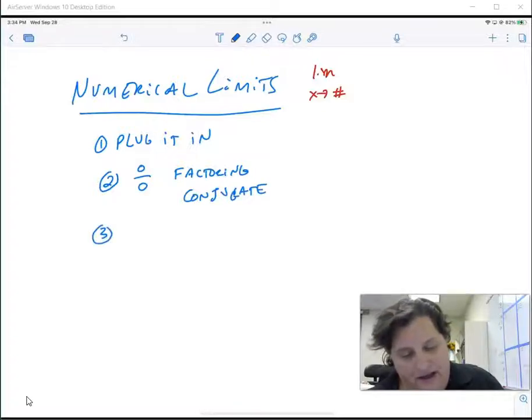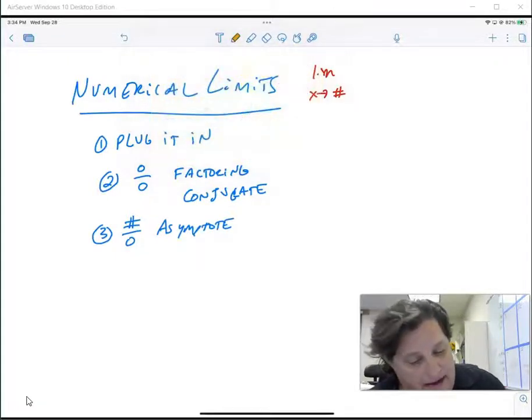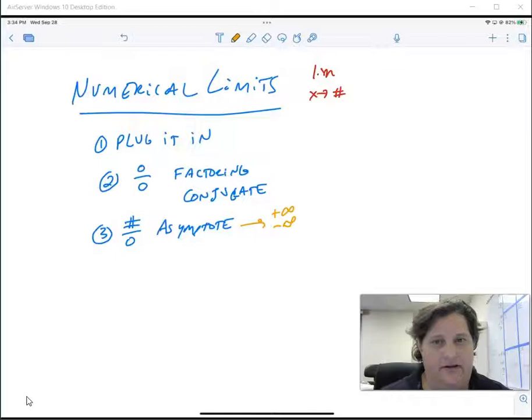If it's a number over 0, it's an asymptote, which means that it either goes to positive or negative infinity, and we just kind of have to check the graph or plug in numbers very close or whatever. That's it for numerical limits, okay, you guys? That's basically what we're looking at.